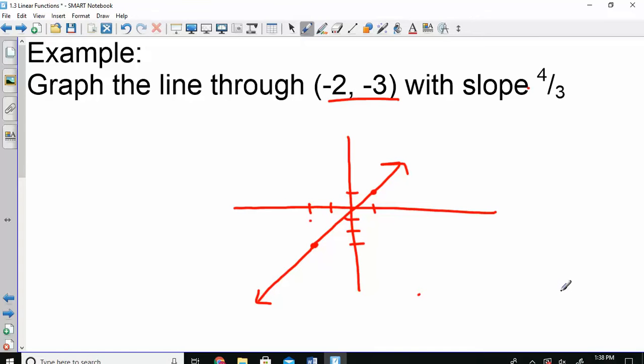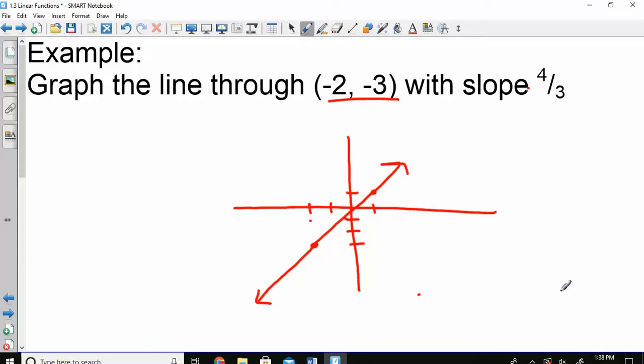Does that line have a positive slope? Is this line increasing or decreasing? Increasing. As you go from left to right, it's rising. In general, that's a good check to make sure your graphs are right. If your slope is positive, your line should be rising. If it's negative, your line should be falling. So that's something you can look at.